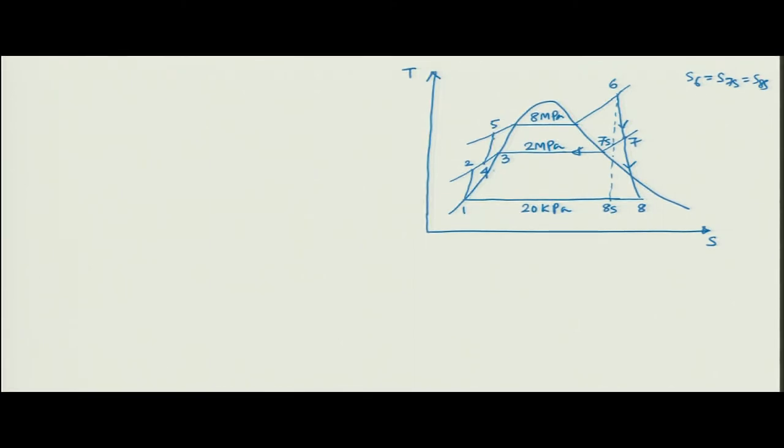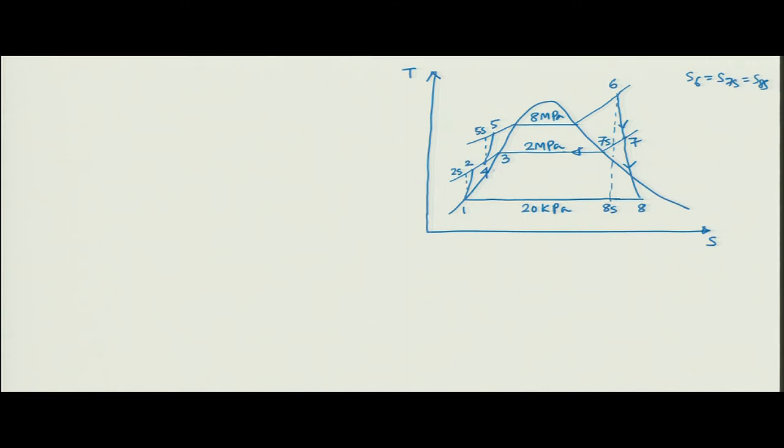Please note that these are not perpendicular to the x axis. So, these are basically the actual processes. I could have marked the isentropic processes like 1 to 2s and 4 to 5s, right? These are the isentropic processes. So, this is the typical TS diagram for this plant. Now, we can start the solution.